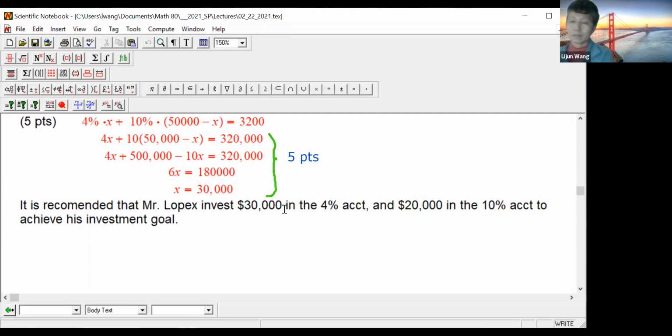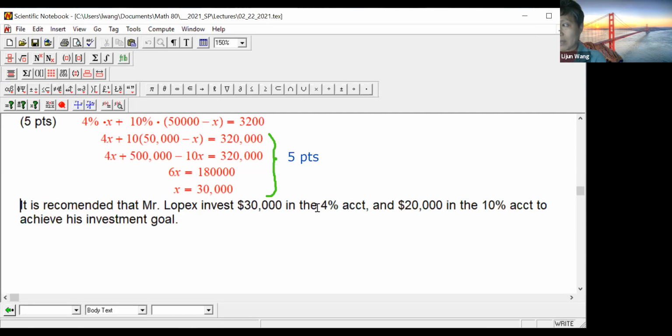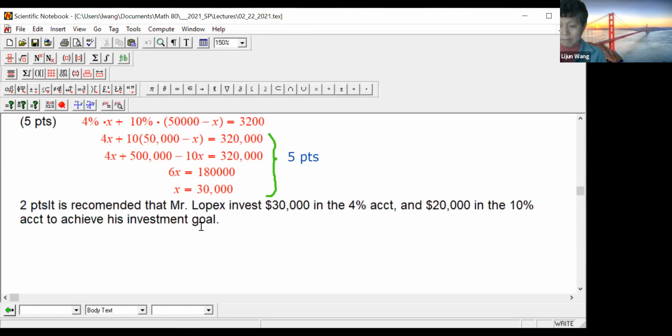Something like that. Okay, but the answer part, however you say it, you need to address the 30,000 in the 4% account. You need to address the 20,000 in the 10% account. You need to address these two numbers with adequate English. However you phrase it, make sure it reads right to you. And this part should have 2 points.